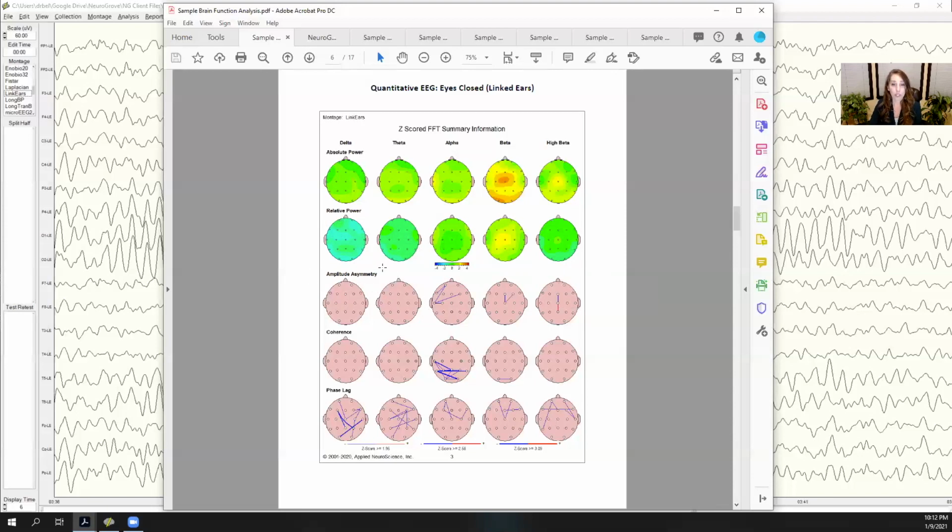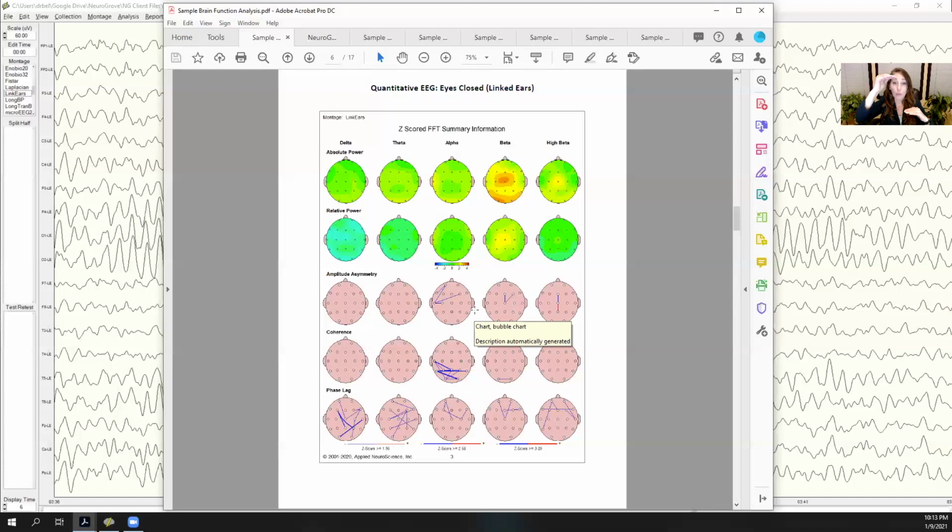Down here we have amplitude asymmetry. Amplitude asymmetry is a measure of looking at overall balance within the brain, and we can see if brain regions are a little bit off balance from one another. Because we're comparing this to other individuals your age, we can see where yours differs. And we know that, for example, in the front of our brain, we should have more alpha on the right side than on the left side. So it should be like this. Now, if it was like that, that would mean too much asymmetry.